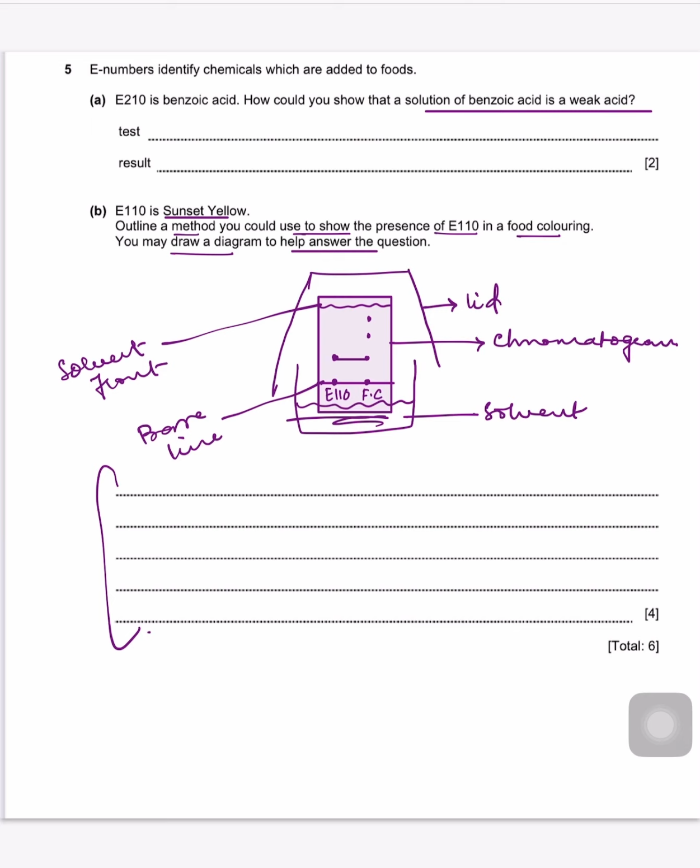So you are going to write that as it is a food coloring, so definitely it will be soluble in water. So here the solvent is water. You may write here it is solvent, which is water. And then the process of chromatography is carried out. After finishing of the experiment, the results are observed, and it is seen that the E110 spot is coinciding with the food coloring spot, which is telling that E110 is present in that food coloring.